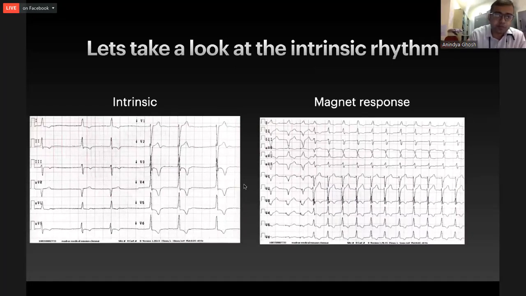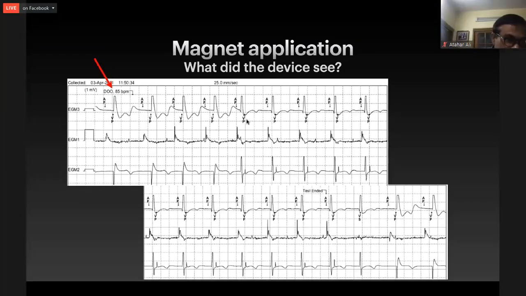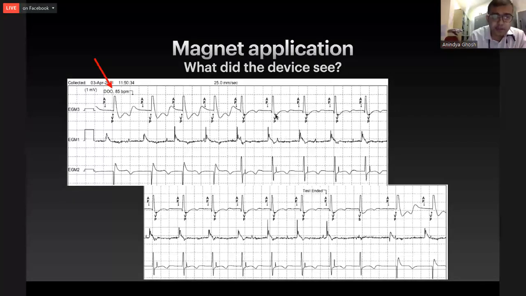Again, we put the magnet on, and this time we saw from the device point of view what the device saw. So what we see here is the device EGMs. The topmost is the leadless ECG. The second channel shows the atrial EGM, and the third channel is the ventricular EGM. The DOO mode at 85 beats per minute signifies the magnet application here. The first 3 beats are at 100 beats per minute, AP, VP going on, there is no sensing. Subsequently, there is narrowing of the QRS, which is not corresponding to the V pacing spike. The V pacing spike actually is coming after the inscription of the narrow QRS.